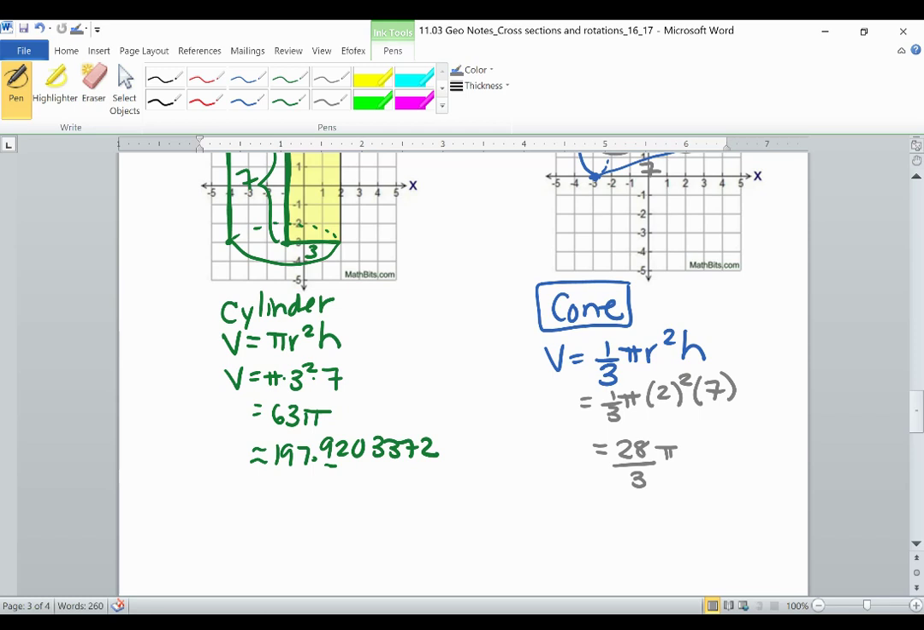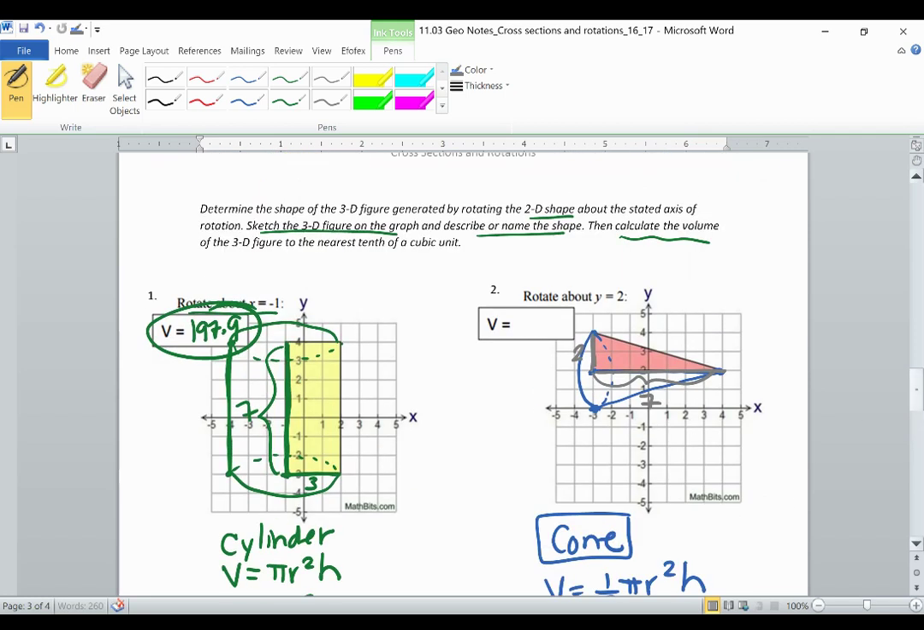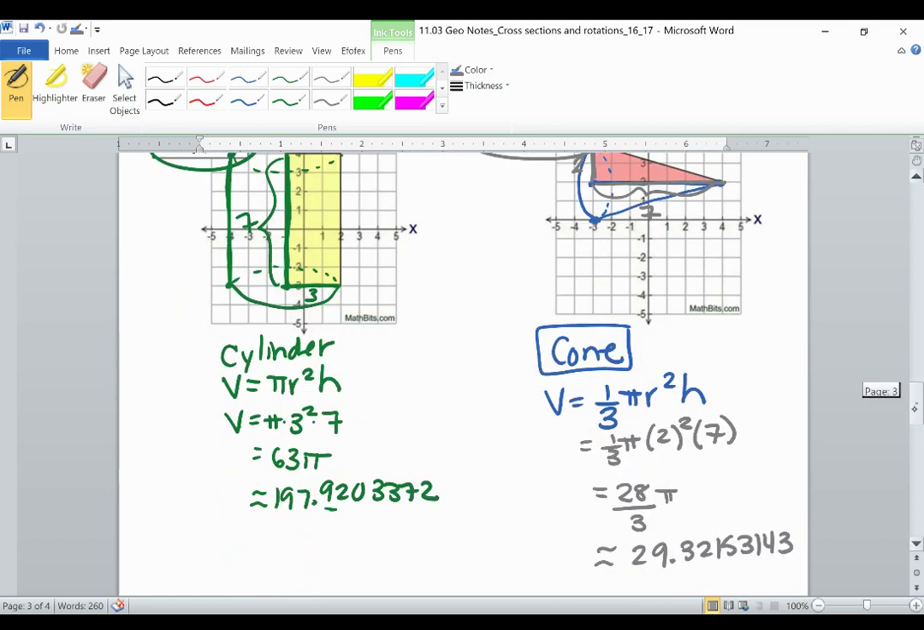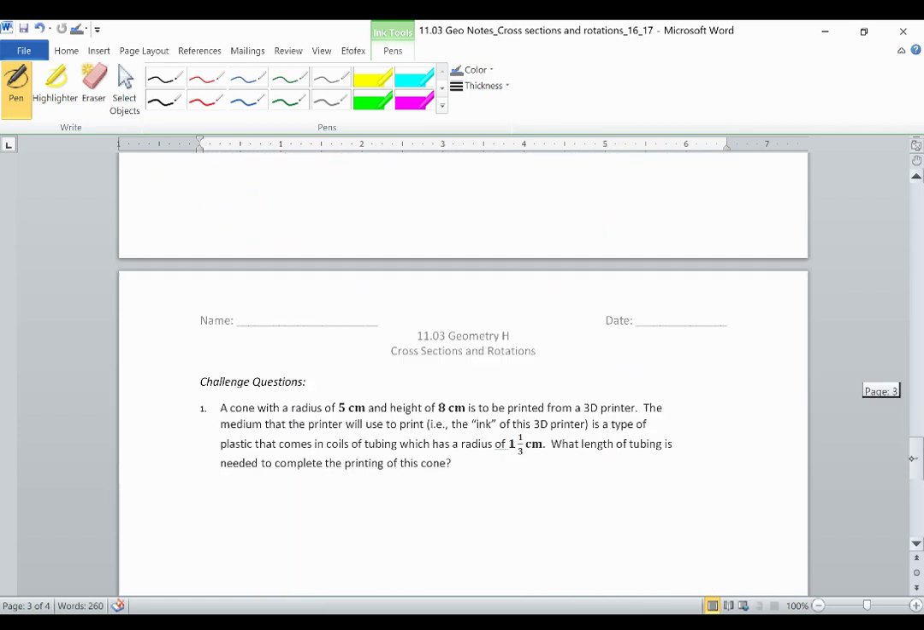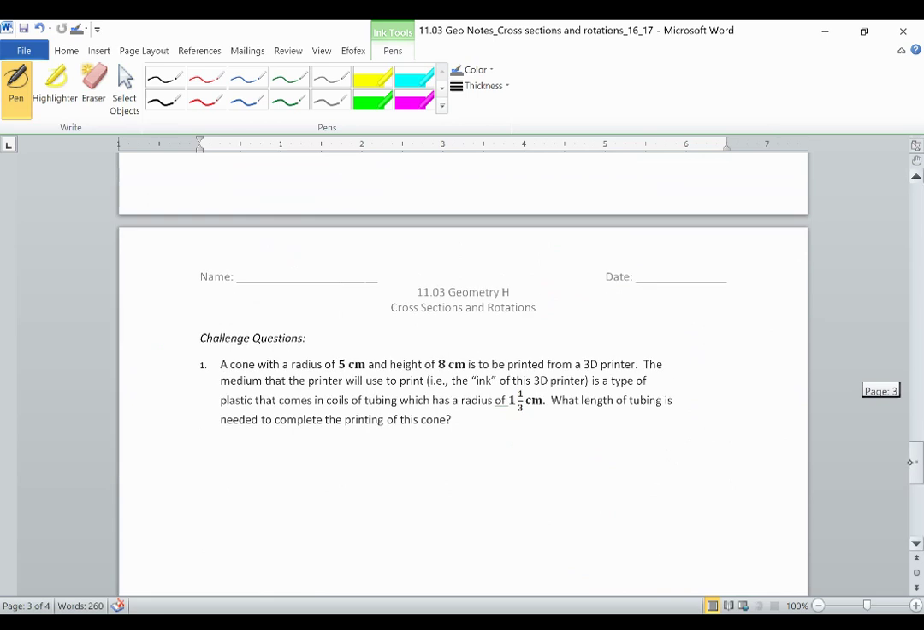Type that into our calculator. So 28 divided by 3 times pi, because we want the nearest tenth, gives us 29.32153143. To the nearest tenth is 29.3. And that would be units cubed. Okay.